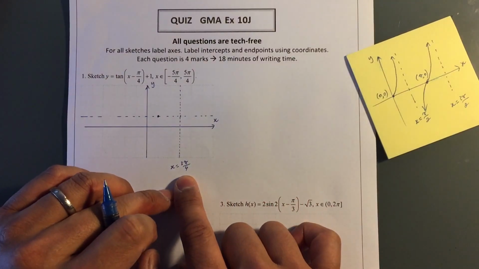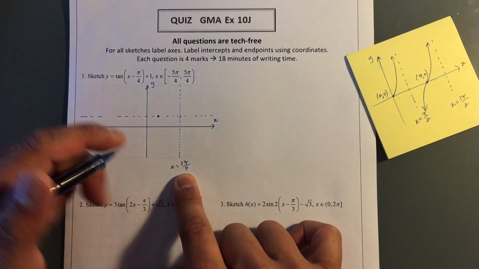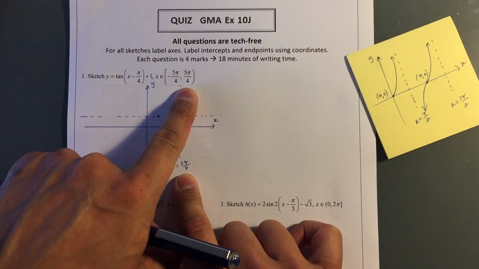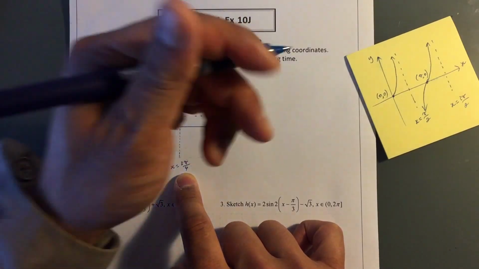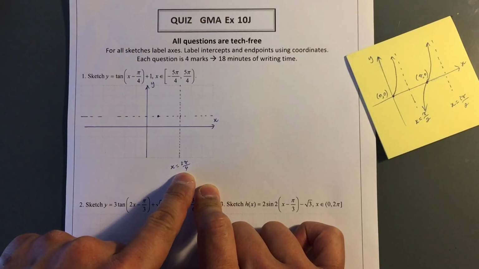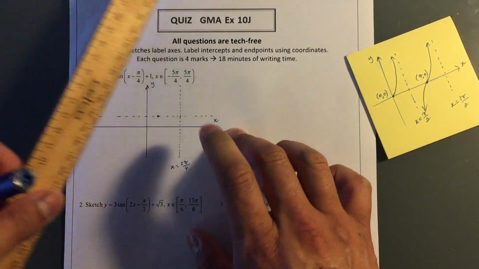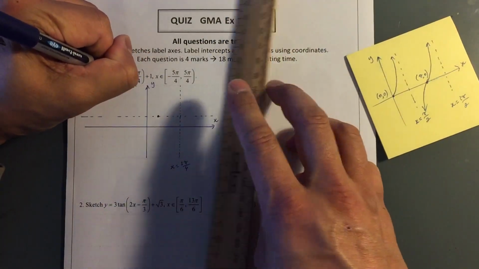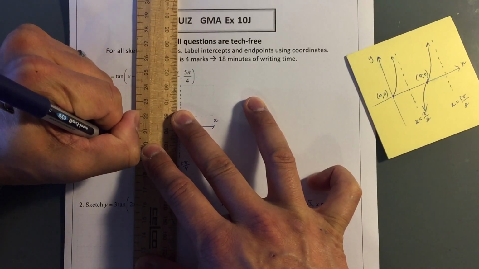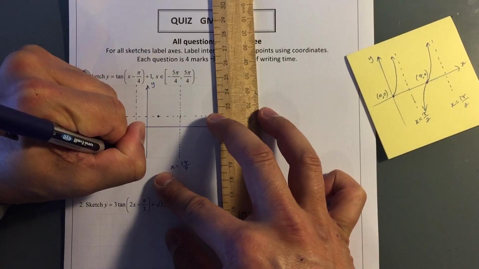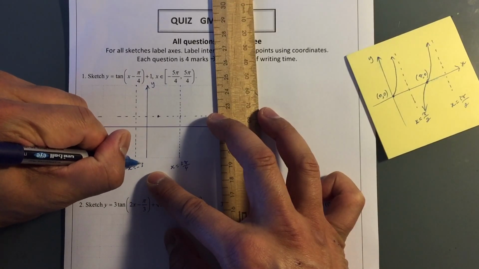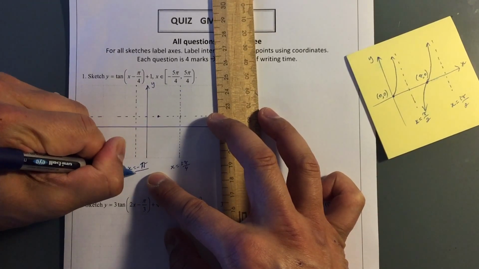Now, if I add the period, I'll get 7 pi on 4. There'll be an asymptote at 7 pi on 4, but that's beyond our domain. Now let's look the other way. If I take away the period, 3 pi on 4 take away pi is negative pi on 4. So yes, I can draw that asymptote, x equals negative pi on 4.